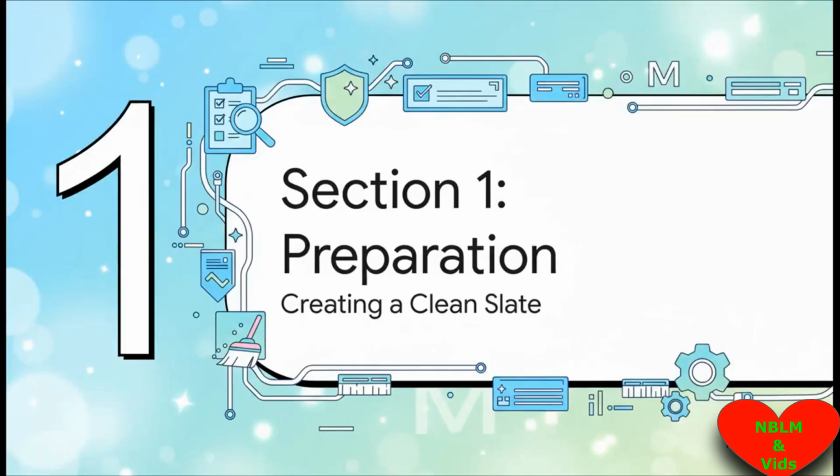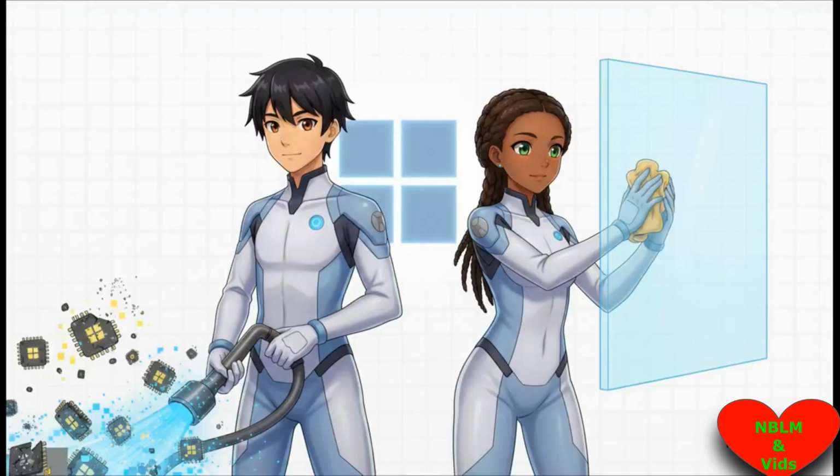Okay, let's get started with Section 1, Preparation. Before we do anything else, we have to make sure we're starting with a clean slate. So first things first, just to be super clear, this entire process uses official tools straight from Microsoft. No funny business. But for this to work properly, you absolutely need a clean slate. So your first step is to go into your control panel and completely uninstall any old, trial, or expired versions of Microsoft Office. This is crucial. It prevents any weird conflicts and gives us a fresh start.